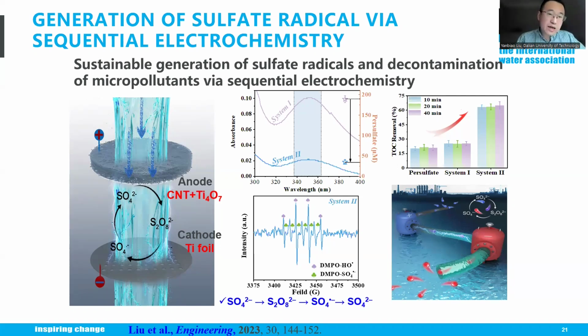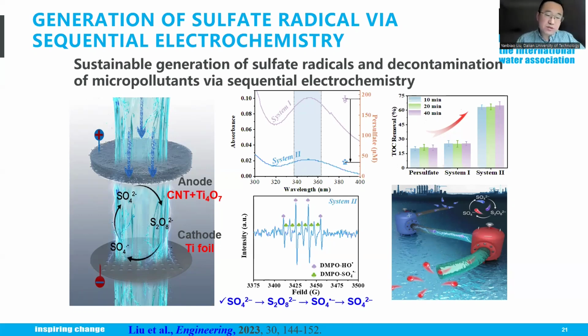We try to oxidize sulfate into persulfate at the anode and then further decompose this persulfate into sulfate radicals at the cathode. These sulfate radicals will react with pollutants in the system, and after the reaction, they will convert back to sulfate again. So it achieves sulfate circulation in the system, accompanied by the removal of organics.